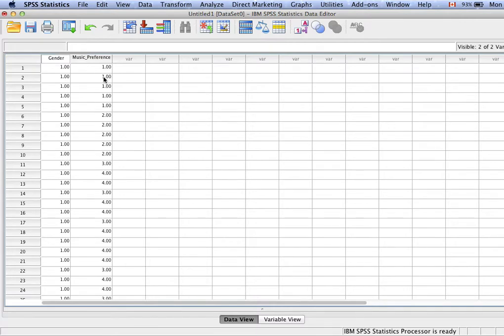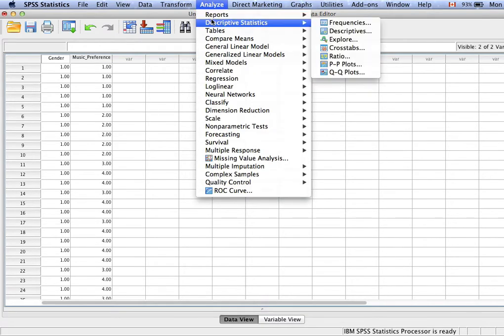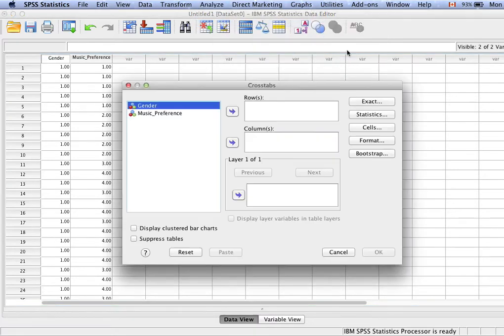To do this, we need to look at a chi-square analysis since we have two categorical variables and we're looking for a relationship. So this is a very simple analysis to run. What we need to do is go to Analyze, Descriptive Statistics, and then Crosstabs. Okay, so Analyze, Descriptives, Crosstabs, and we'll click here.